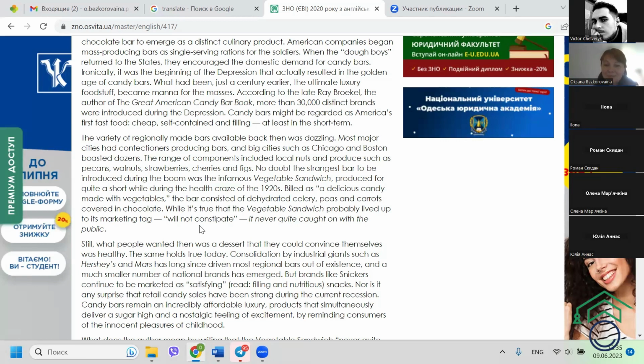dehydrated celery, peas, and carrots, covered in chocolate. While it's true that the vegetable sandwich probably lived up to its American tag, will not constipate. It never quite caught on with the public. It will not constipate. Yeah? Так. Це, звісно, таке дуже цікаве питання, що тут вибрати.